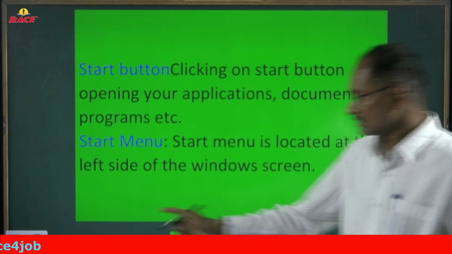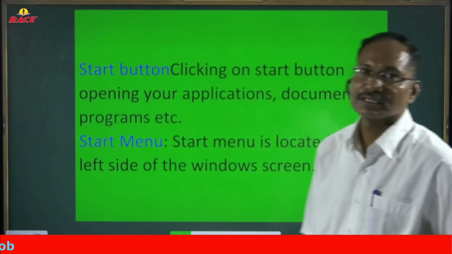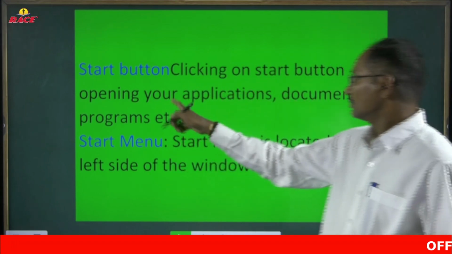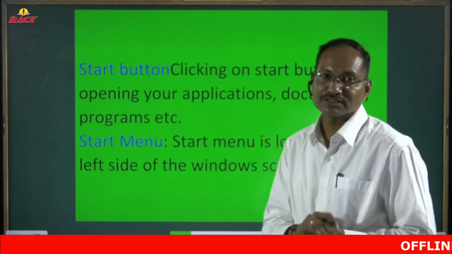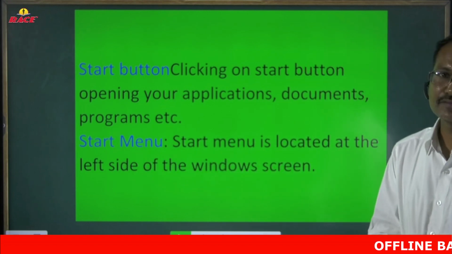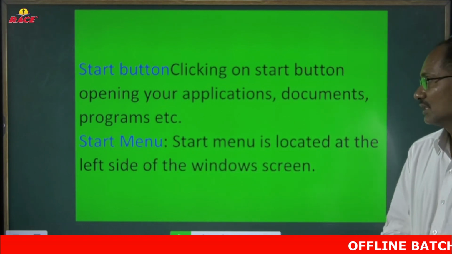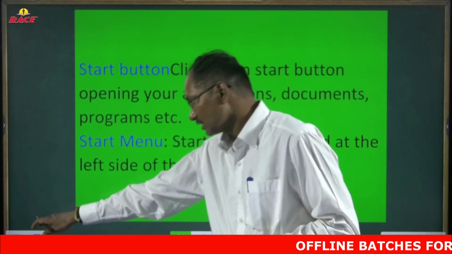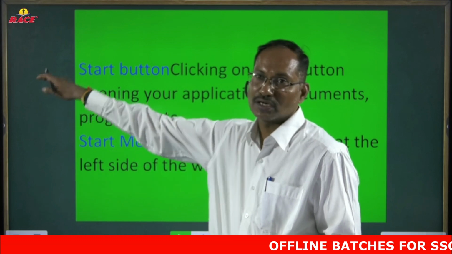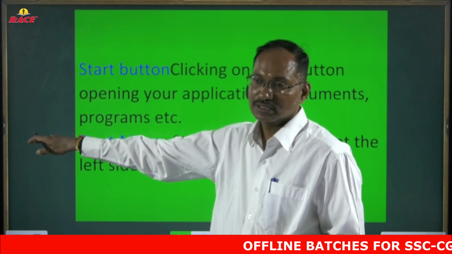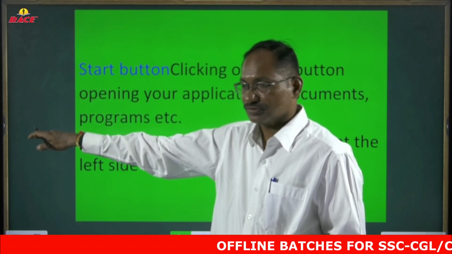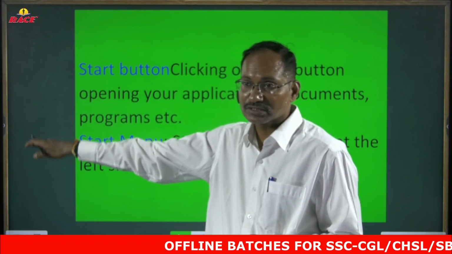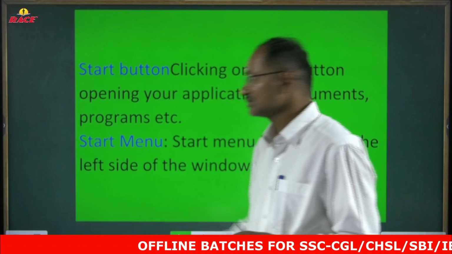Next, the start button. What is the start button? The start button is on the taskbar, on the left side. By clicking on the start button, we can open our applications. What is the start menu? The start menu is also on the left side. When we click on the start menu, it will open the startup menus, all document windows, MS Office tools, and Acrobat Reader. The software installed on your computer will open in the start menu.